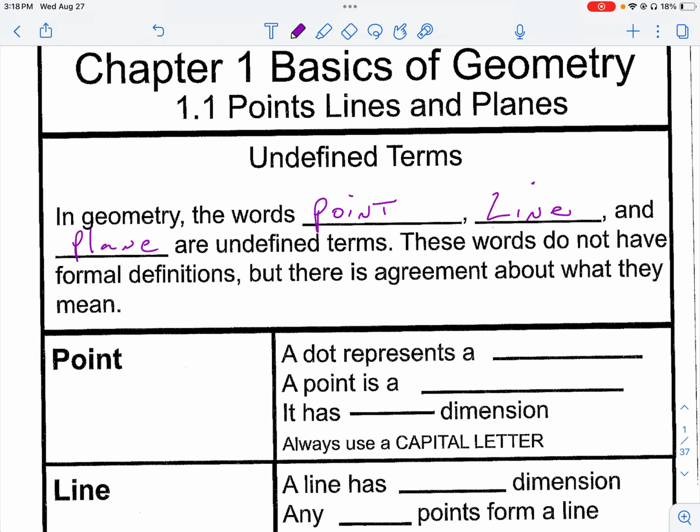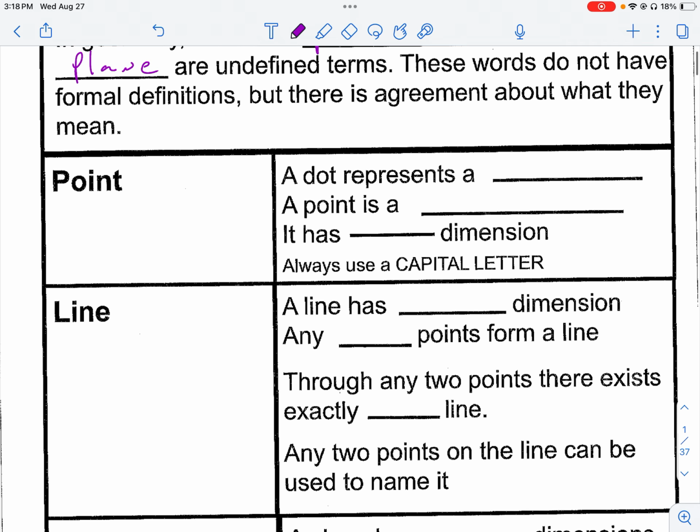This is not normal in geometry. We have specific definitions for everything. But these basic building blocks have been around so long and are so well known and agreed upon on what they do, no need is around to create a formal definition. So let's talk about what they are.